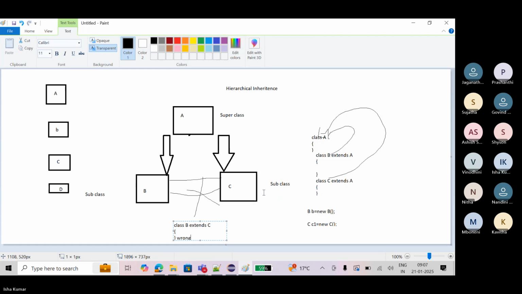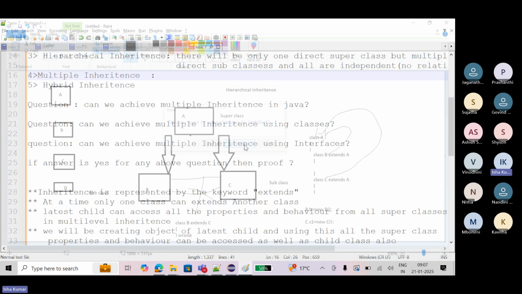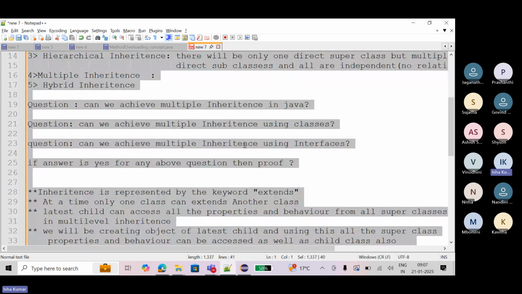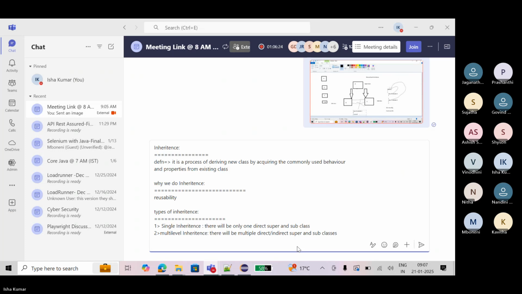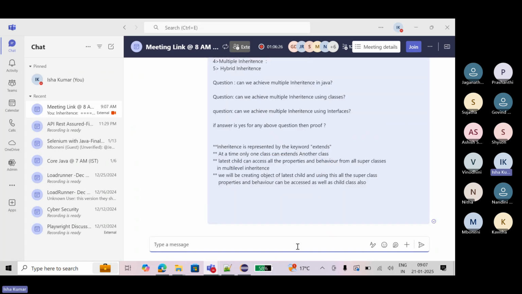Understood? Yes, sir. So try this. This is how you can write it. I will be sharing these notes with you right now. Please copy these notes. It is very important for inheritance. Check this. Copy right now.